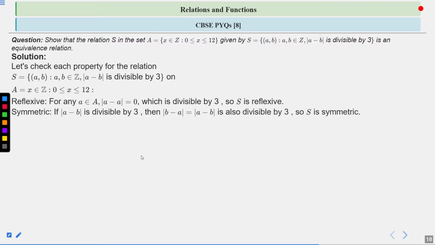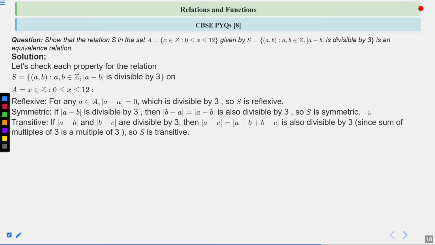Now let's check for symmetry. If the absolute value of a minus b is divisible by 3, then the absolute value of b minus a, which is equal to the absolute value of a minus b, is also divisible by 3. So S is symmetric also. So S is reflexive and S is symmetric.